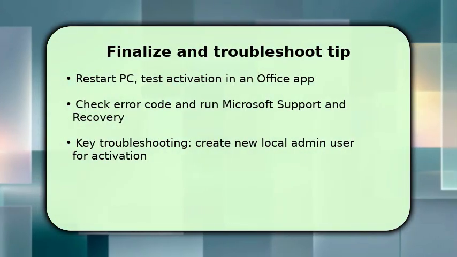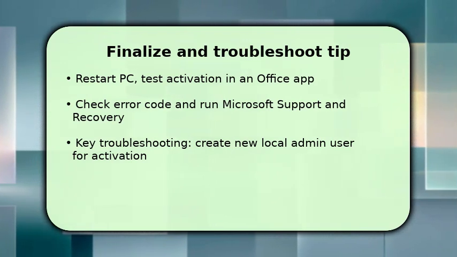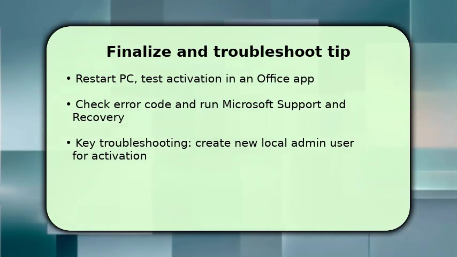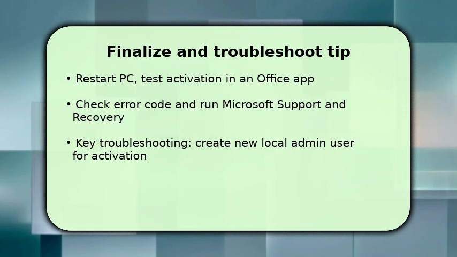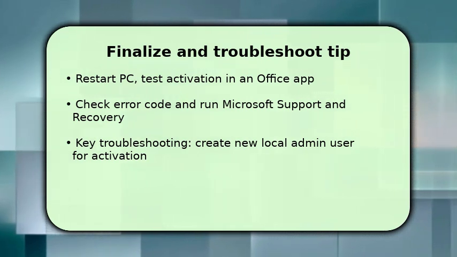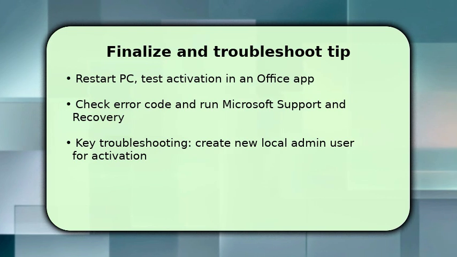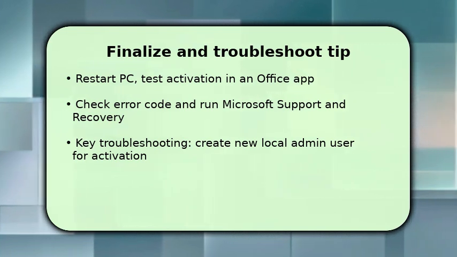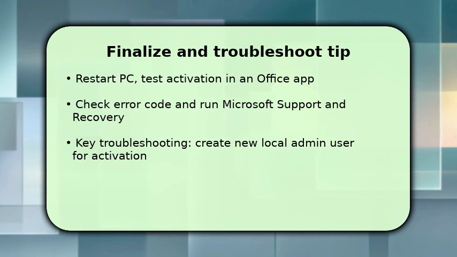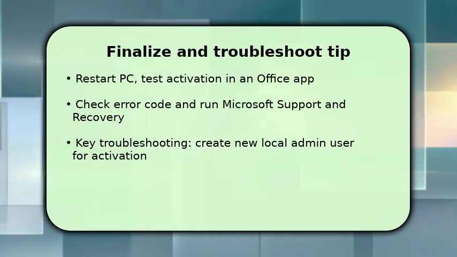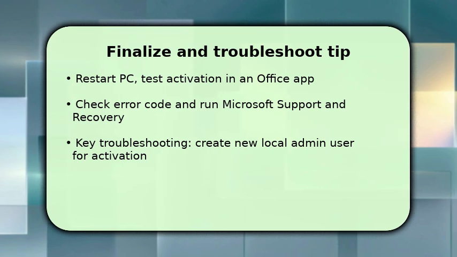Finish by restarting the PC and testing activation inside an Office app. A reboot often completes pending changes. If activation still fails, note the exact error code and run Microsoft Support and Recovery for Office. It automates many repairs. Make sure system clock and regional settings match your account region because mismatches can block verification.